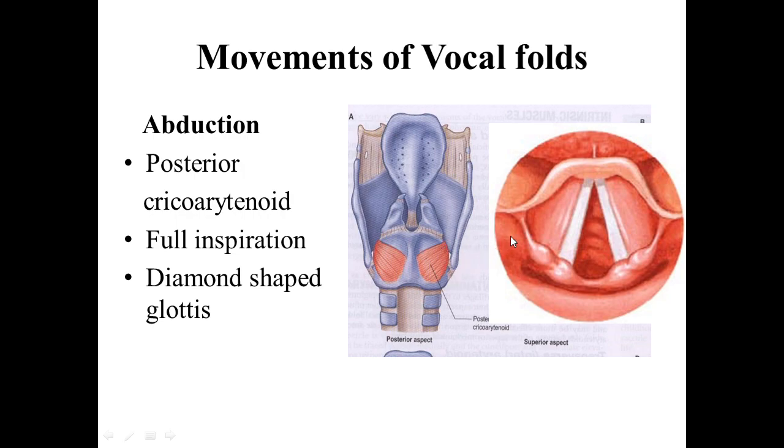In full inspiration, the intermembranous part as well as the intercartilaginous part get abducted. So the shape of the glottis becomes diamond shape. So this diamond shaped glottis is seen in full inspiration because both parts of rima glottidis remain abducted.